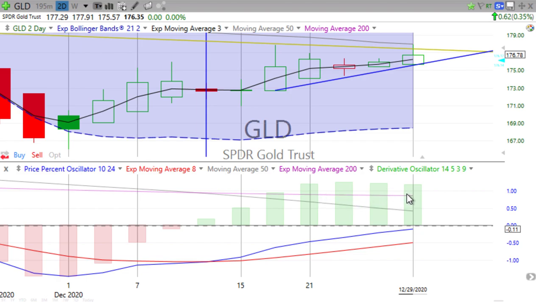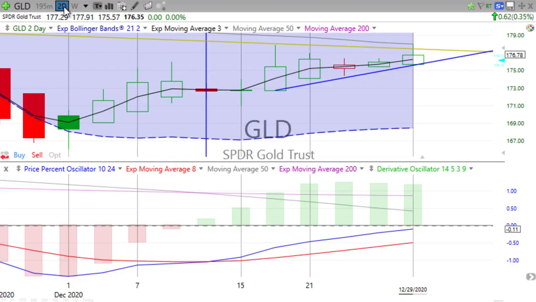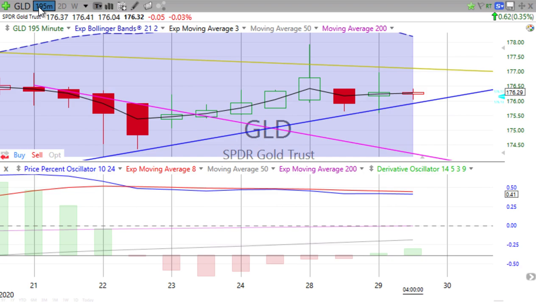But we see the price percent oscillator losing a little bit of momentum. Price percent oscillator, no, it's heading up about the same. Derivative oscillator's continuing to lose a little bit of momentum. So we'll keep our eye on things, see how gold continues to progress. I am hoping that 2-day chart is going to keep moving up and rotate over that weekly trend line and give us an opportunity to jump in.